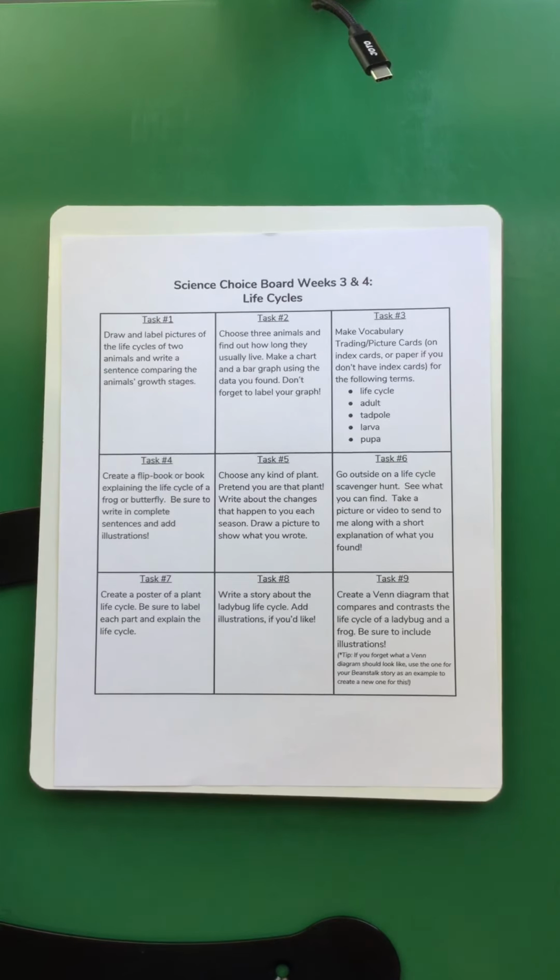Task number 4 says create a flip book or just a regular book explaining the life cycle of a frog or butterfly. Be sure to write in complete sentences and add illustrations. And I will also go ahead and upload a picture of that butterfly chart to Facebook and the Google site in case you want to use that for some help.